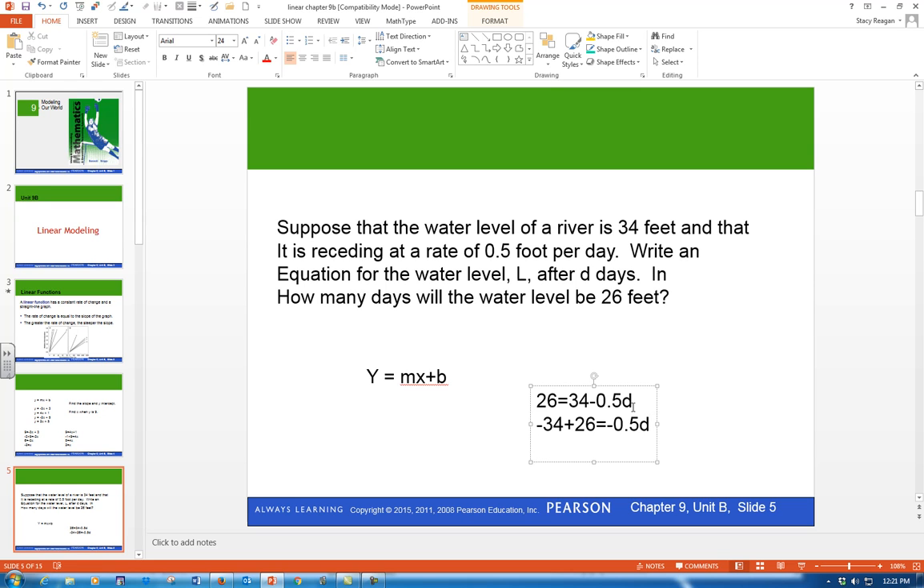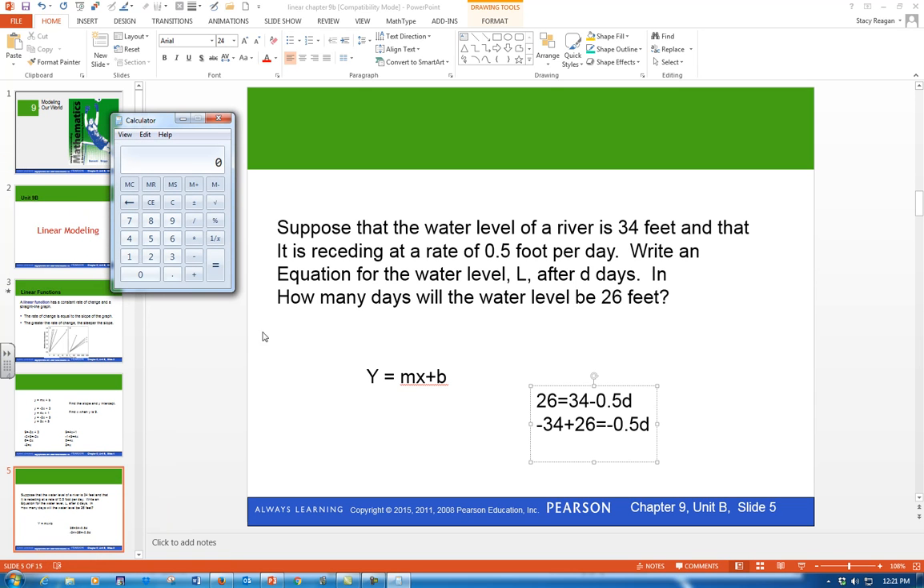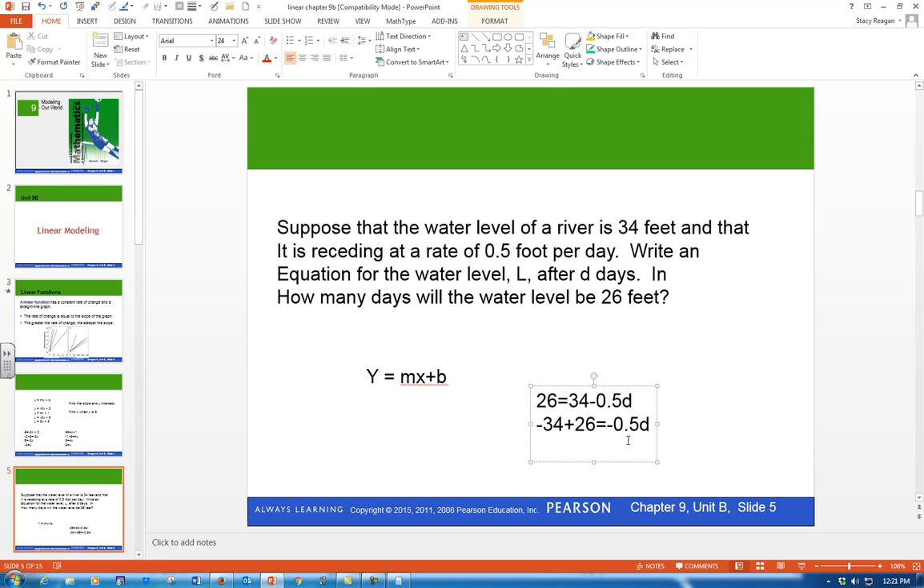Use your calculator if you have problems looking at this. Minus 34 plus 26, if you punch that in on your calculator, and if you don't have a calculator, just go over and search for your calculator. Mine's right here, and most of these calculators are going to need you to do it backwards and do 26 minus 34 in order to get your answer. And it pops up to minus 8, so if you're not good at that, just do it on the calculator. Minus 8 equals negative 0.5 days.